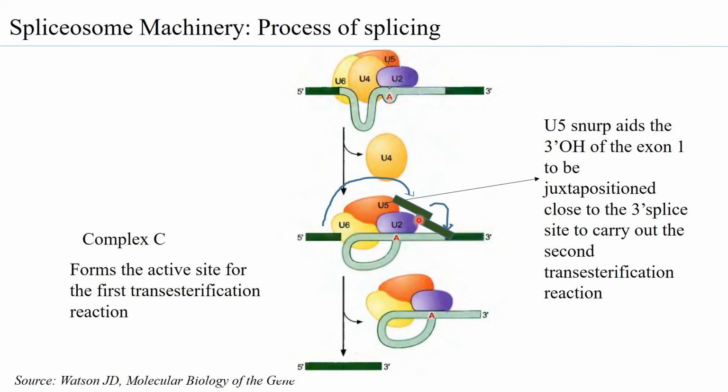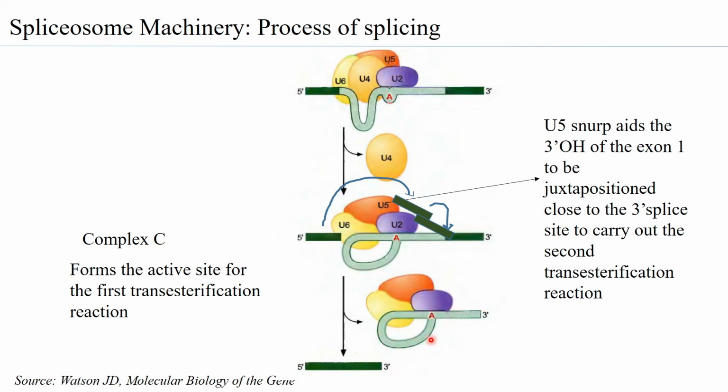So effectively you will have exon 1 forming an ester bond with exon 2. So this is what you are going to get, where exon 1 and exon 2 are together while the intron is released as a lariat along with the U5, U6 and the U2 snRNPs.